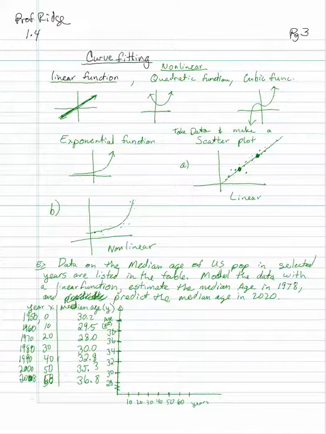Okay, so let's do an example. Data on the median age of the U.S. population in selected years are listed in the table. Model the data with a linear function and estimate the median age. Since they tell me to use a linear function, I really don't have to do the scatter plot. I can just pick 2 points and find the equation of the line through those 2 points. But I just want to give you a feel of the whole process.